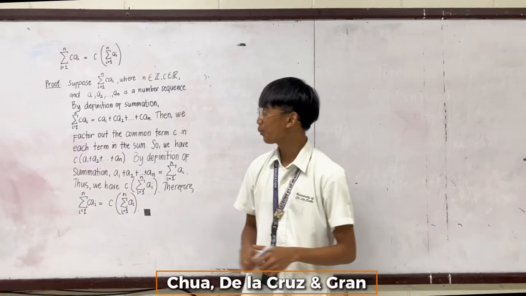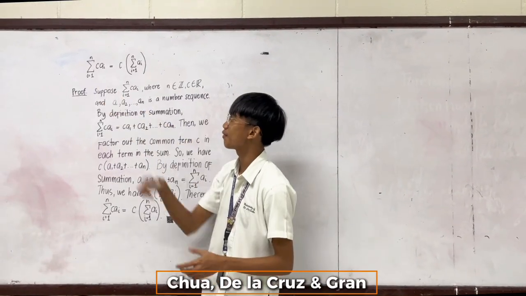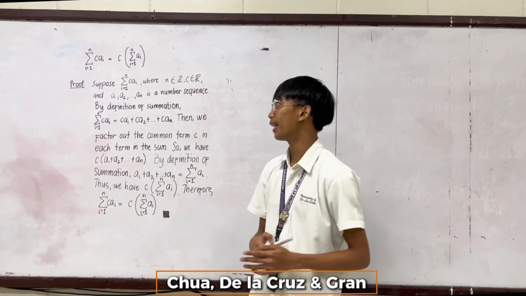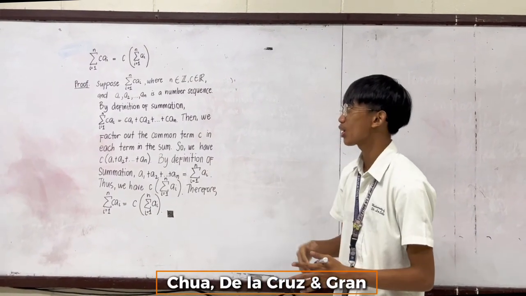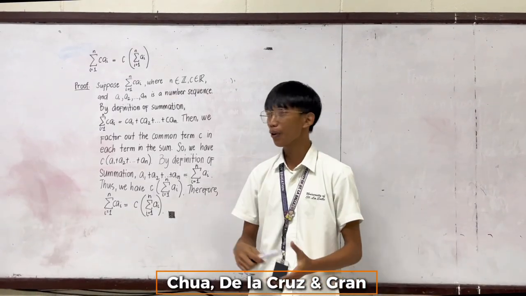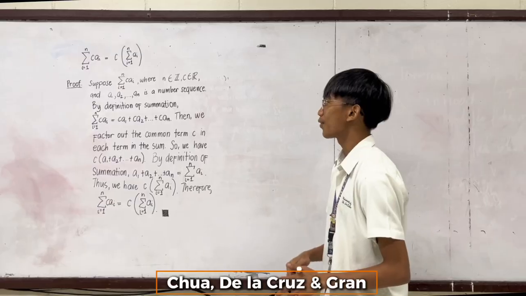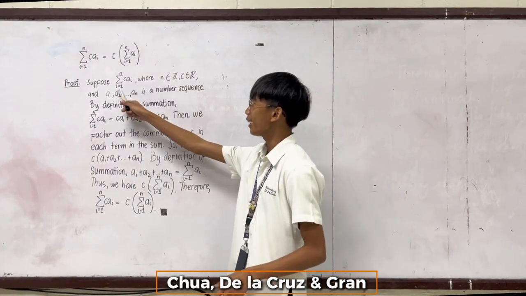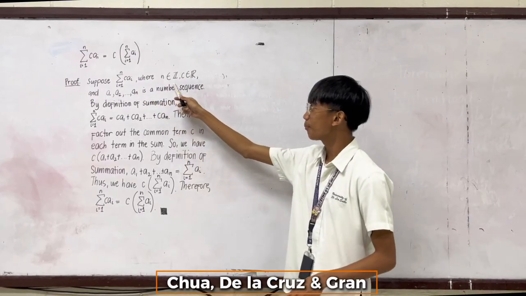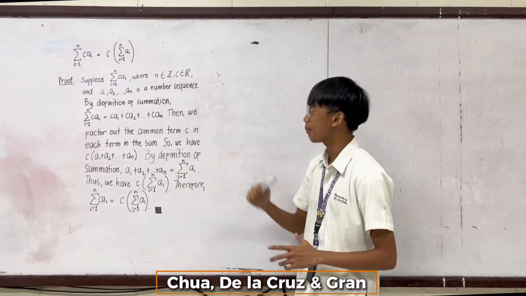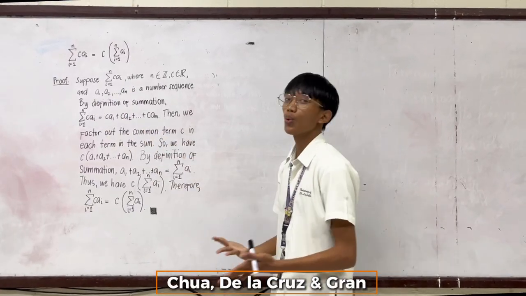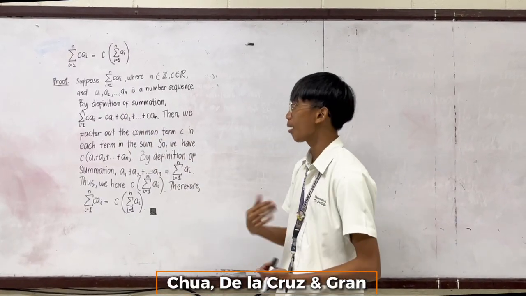Okay, so today we will prove that the summation of c a sub i, where i runs from 1 to n, is equal to c times the summation of a sub i, where i runs from 1 to n. So the proof is, suppose the summation of c a sub i, where i runs from 1 to n, where n is an integer and c is an element of the real numbers, and a sub 1, a sub 2, a sub 3 until a sub n is a number sequence.